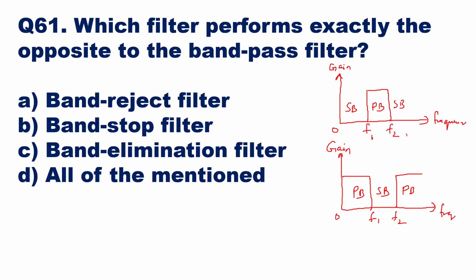The first response is for the band pass filter and the second response is for the band stop filter. It can also be called a band reject filter because it rejects a certain band of frequencies. It is going to stop or eliminate a certain band. So A, B, C, all the options are alternative names for the same filter, which is a band stop filter, band reject filter or band elimination filter. So option D will be the right answer. All of the above mentioned names perform exactly the opposite of the band pass filter.